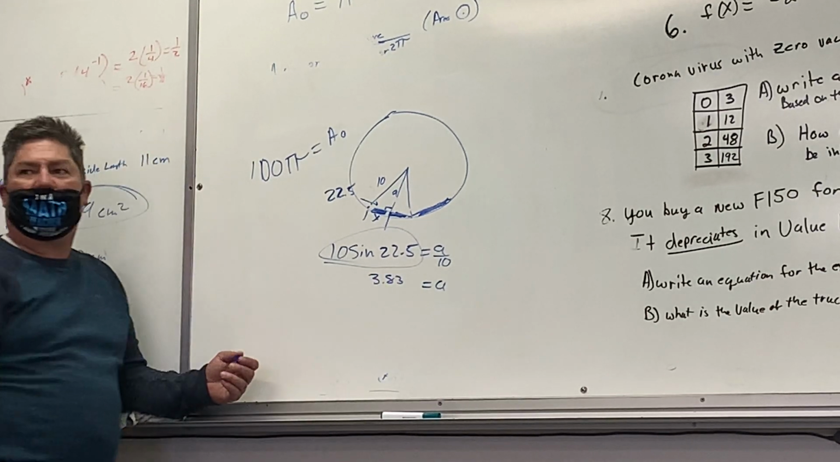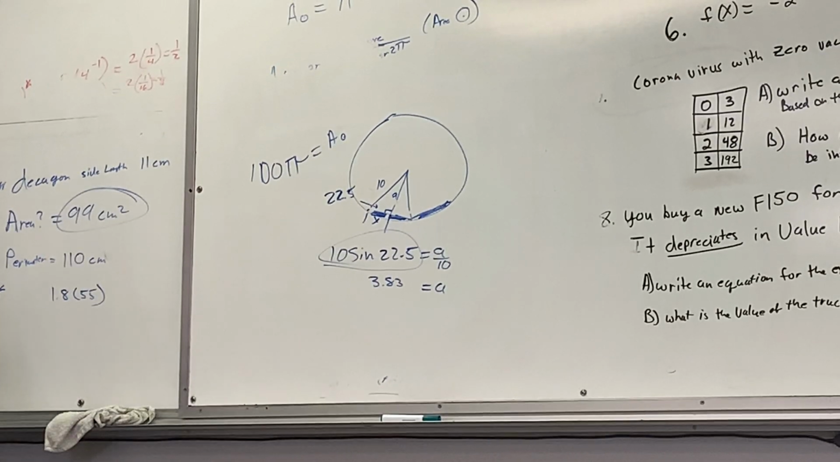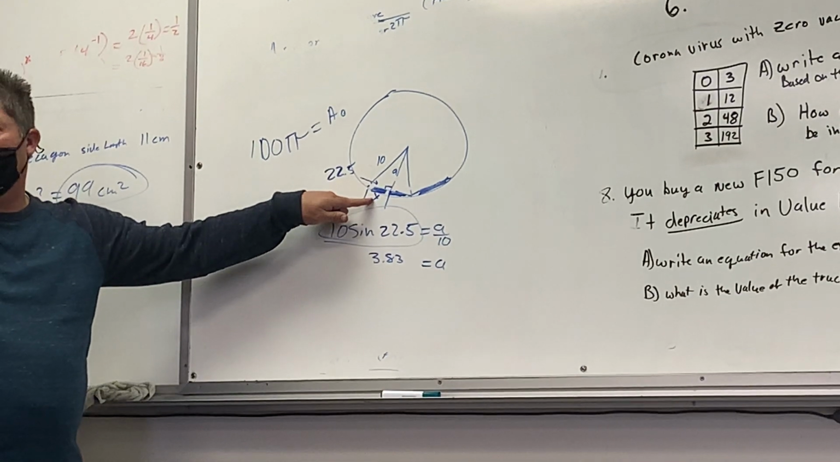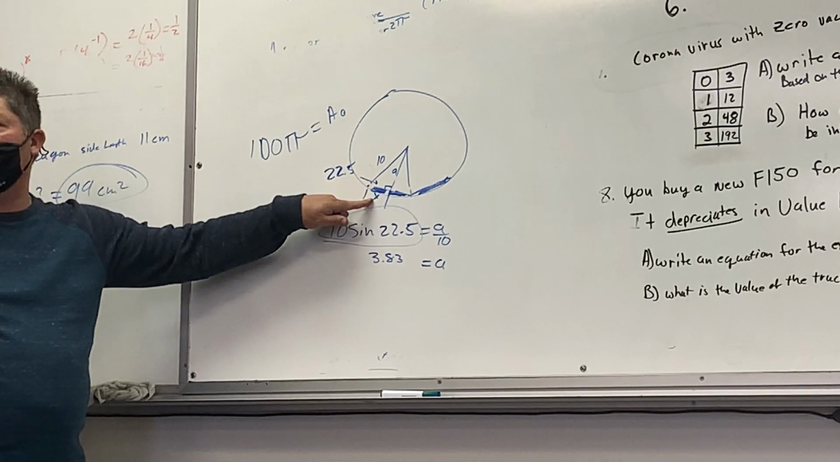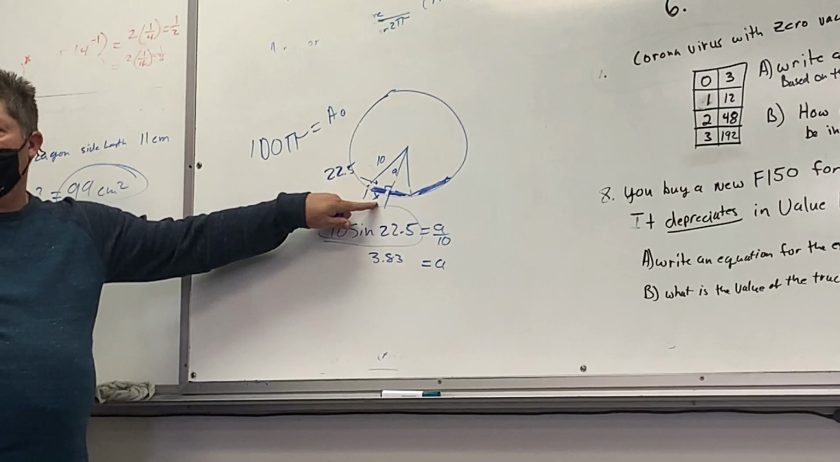3.83. Okay, good enough. Now, I need to know x, because I need to know those side lengths, right? How do I find x, MJ? What will I do? Sine, cosine, or tangent? What do I want to know? Adjacent. So can you do tangent?